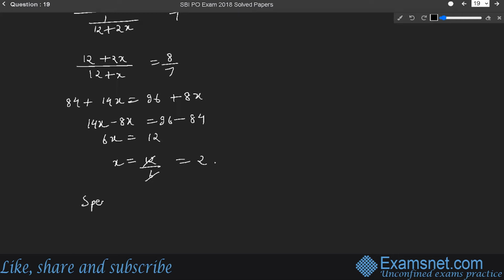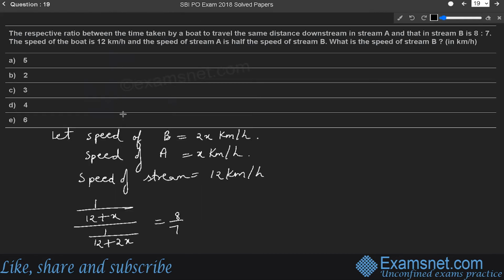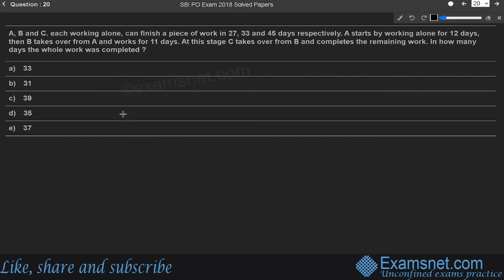So speed of stream B will be equal to 2x, which is equal to 2 into 2, which is equal to 4. And the speed is in kilometer per hour. So we can say that the speed of stream B is 4 kilometer per hour. So the correct option here is option number D, which is 4. I hope this question is clear to you.